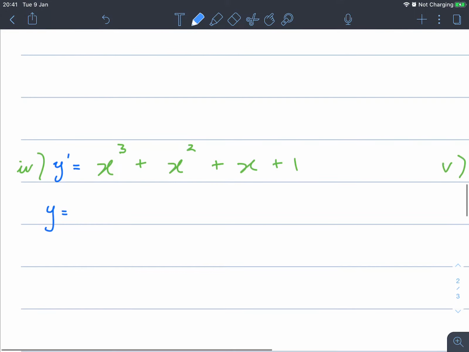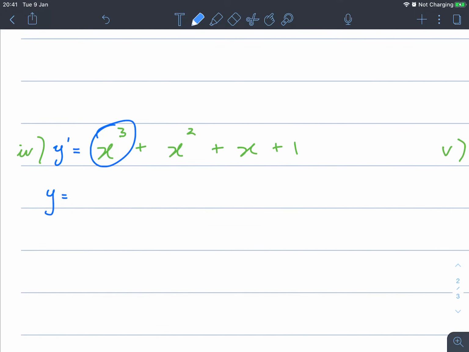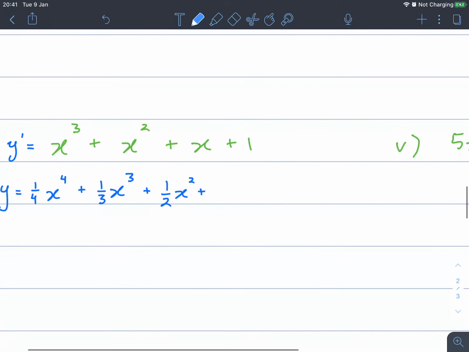And in this case, it's the same deal. We increase the power by 1, so x to the power of 4, and divide by the new power. Increase the power by 1, and then divide by the new power. Increasing the power by 1 and dividing by the new power, and then increasing the power of 1 here. This is x to the 0. So it's x to the power of 1 divided by 1, and always plus c.